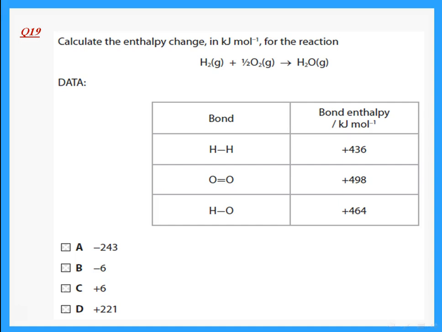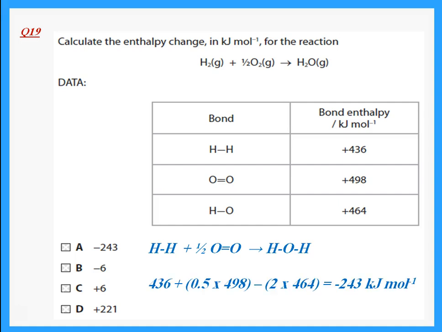Here again, we're trying to get the delta H from bond enthalpies. So let's take a look at what we have. We have one H-H bond, a half O=O bond, and this gives water, which has two O-H bonds. So if we calculate it from the numbers that we have, then this is our answer.